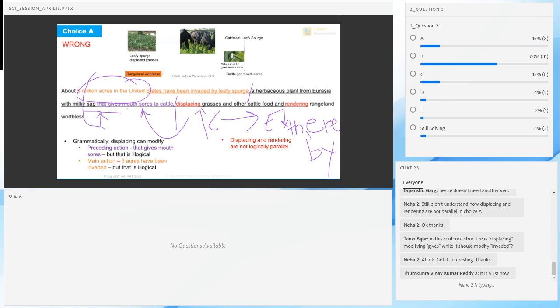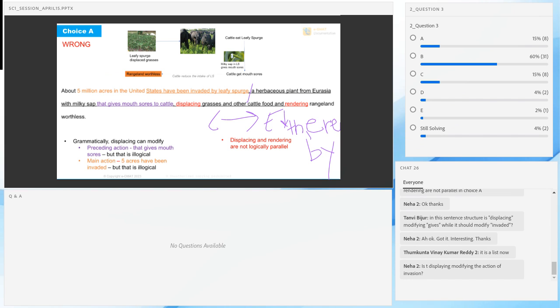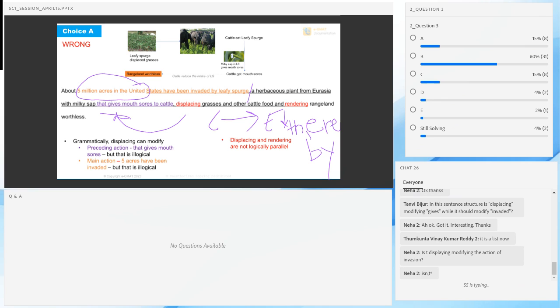No. Okay, hold on. Let me just read this a little carefully. A herbaceous plant that gives mouth sores to cattle displacing. It doesn't make sense to modify this part here. Why? Because by giving mouth sores, it's not displacing. So logically, that doesn't make sense, right? And then it doesn't make sense to modify this aspect also. So that is also illogical. So yes, I stand corrected. Even if we fix this issue, then also this issue will be there, because displacing doesn't modify anything appropriately. So that is also an issue.